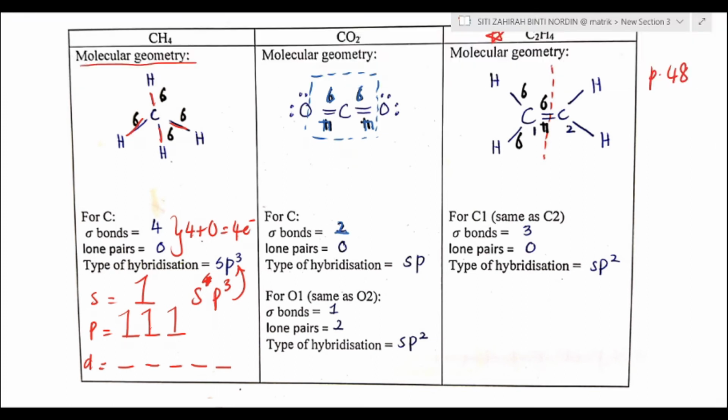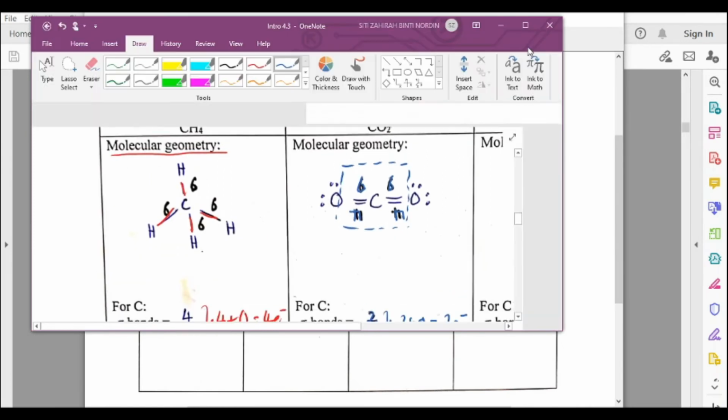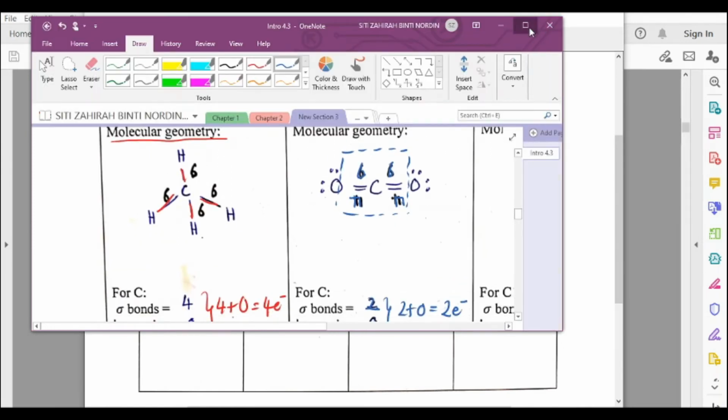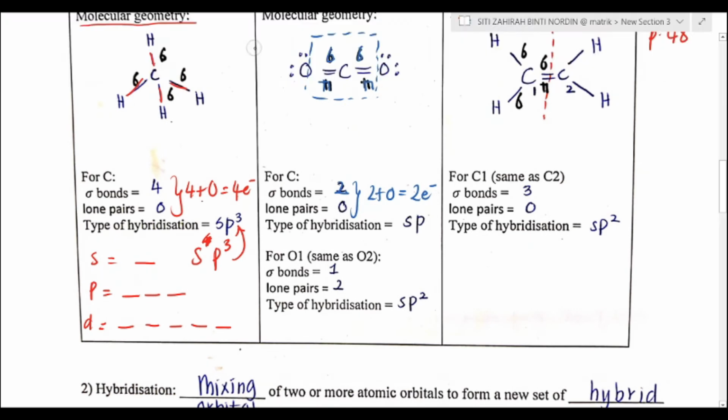So that would be 2 plus 0 would be 2 electrons. So how are you going to fill in 2 electrons in this s, p, d? So 2 electrons means you are filling in 1 s and 1 p. So 1, 2. So you're filling in 1 s and 1 p orbital.